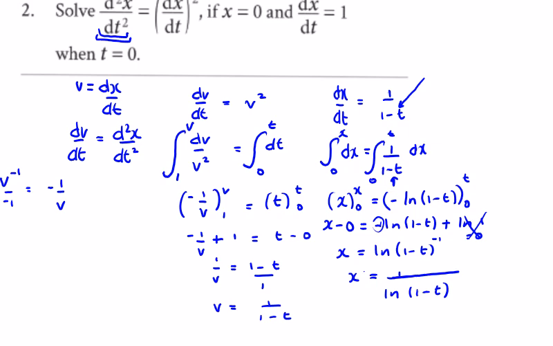I should actually write it as the natural log of 1 over 1 minus t. My bad. Natural log of 1 over 1 minus t. That's the end of question 2.